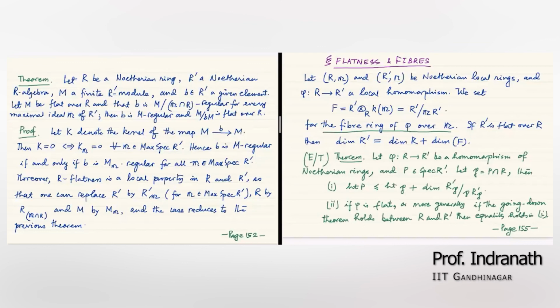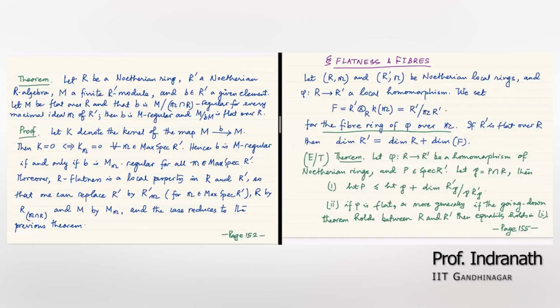You will find it very interesting to see that conditions on the fiber ring actually help you go back and forth between R and R', if you have flatness, etc. Okay, how to see this? So let us take this theorem first. Again, I'm not going to give a proof of this now. This will be discussed later.